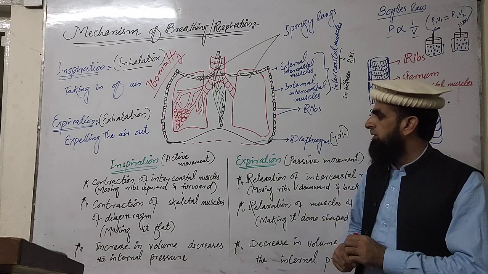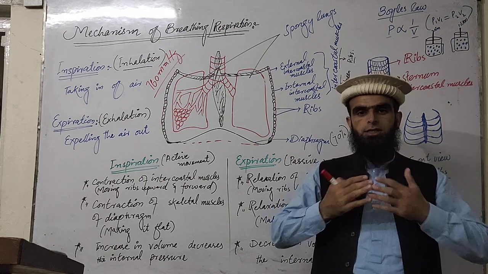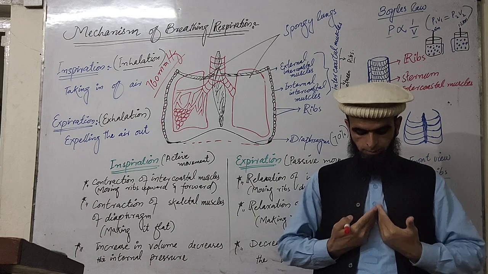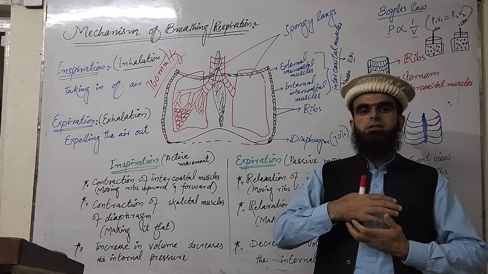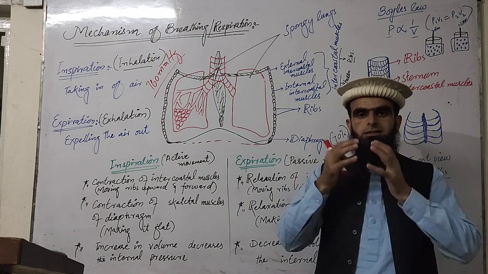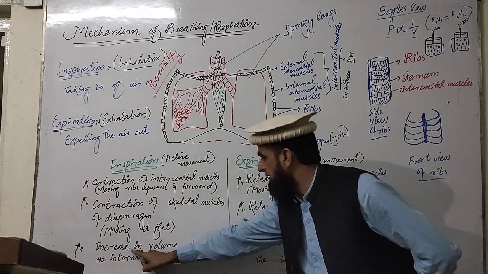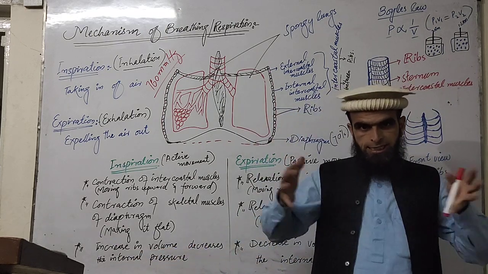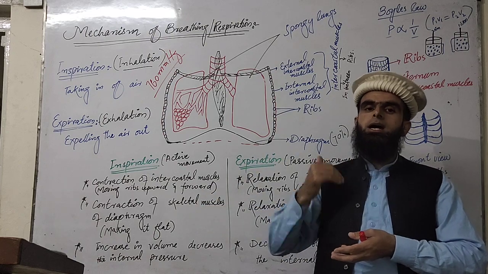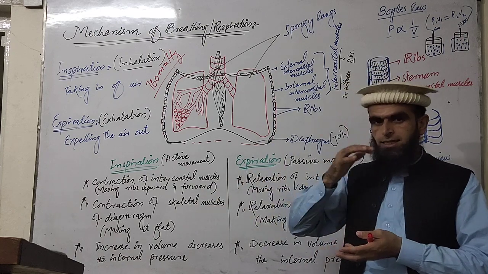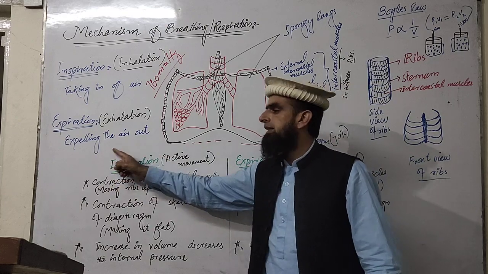So the main changes which take place during inspiration: the contraction of the intercostal muscles, so the ribs are elevated. The contraction of the skeletal muscles of the diaphragm, so the diaphragm becomes flat. So above the lungs and below the lungs, a space is produced, because of which the lungs are expanded. When they expand, internal volume is increased. When the volume is increased, pressure will be decreased. This increase in volume decreases the internal pressure, and that decreased pressure will be equalized by the rushing in of the air. So during this equalization of the internal pressure, the air rushes inside and it results in inspiration.